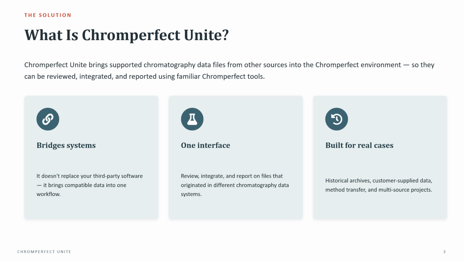What is Chromperfect Unite? So, what exactly is Chromperfect Unite? In simple terms, it's a way to bring supported chromatography data files from other sources into the Chromperfect environment so they can be reviewed, integrated, and reported using the same familiar Chromperfect tools. It's important to understand what it is not. It doesn't replace every function of the original third-party software. Instead, it gives you one consistent interface for historical archives, customer-supplied data, method transfer projects, and any situation where you want to standardize the review of chromatography data from several sources.